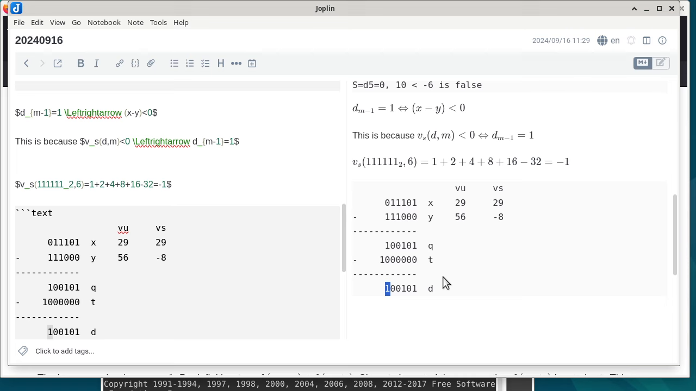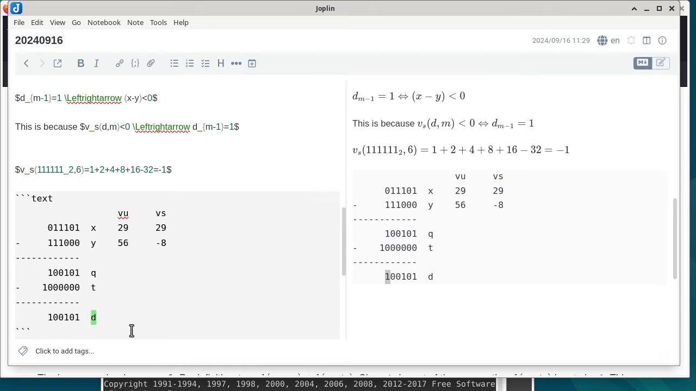So now we look at this and go, aha, this is wrong. It gave us the wrong conclusion, because 29 is less than negative 8 is false, and yet the most significant bit of D is a 1. It lied to us. What is happening here? We'll try to figure out what is happening.